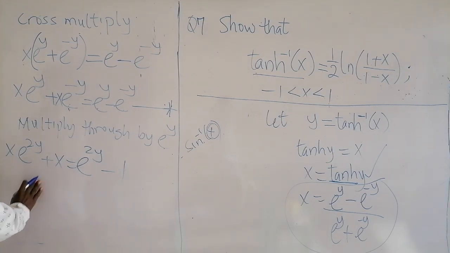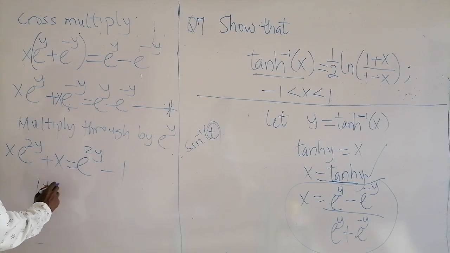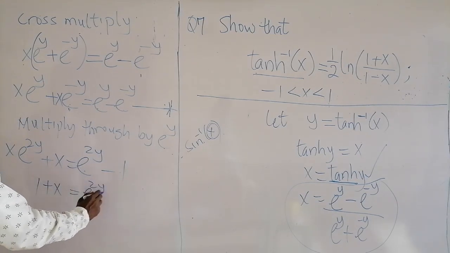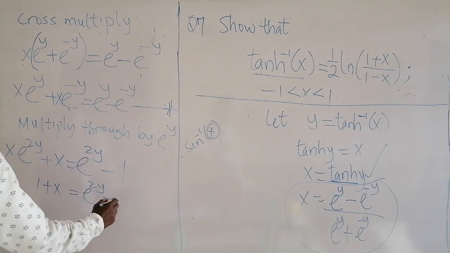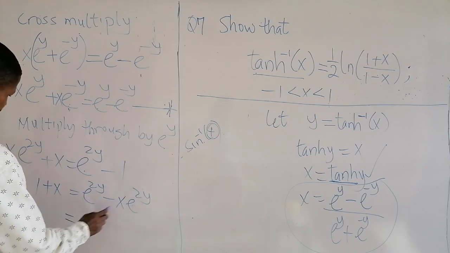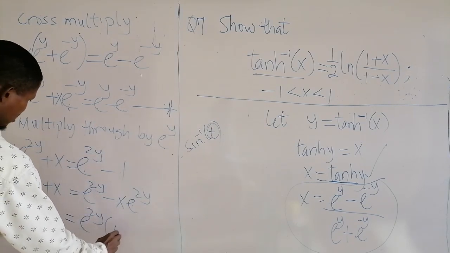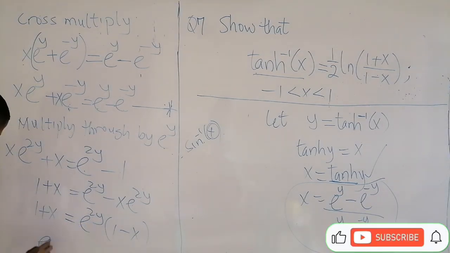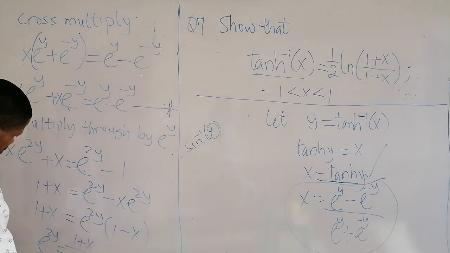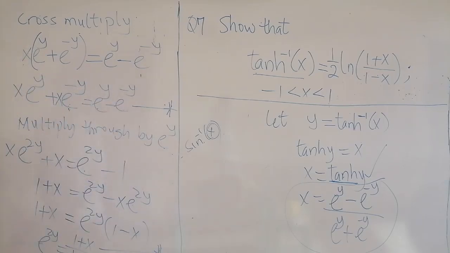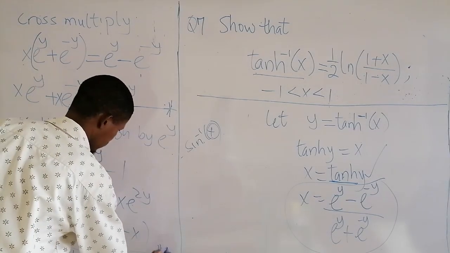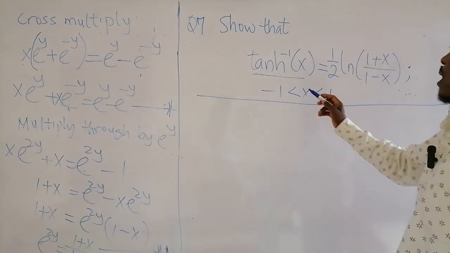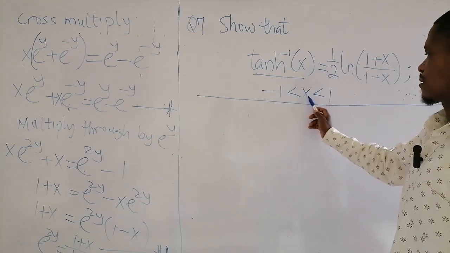So we have 1, move this one to the other side. We have this equal to e to the 2y minus. So from here, you can factorize your exponential to the power 2y. So you have 1 minus x equal to 1 plus x. So make e to the power 2y the subject. Then we have 1 plus x over 1 minus x. So let's note that equation. Make it star 1.